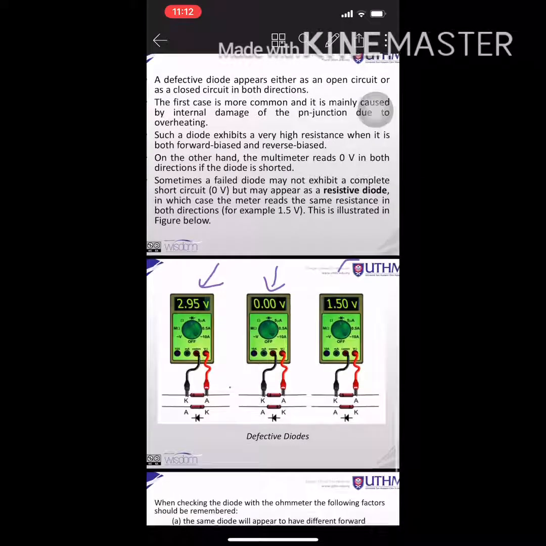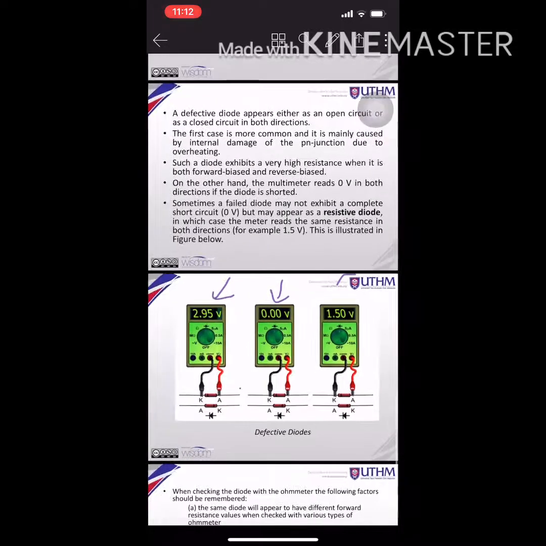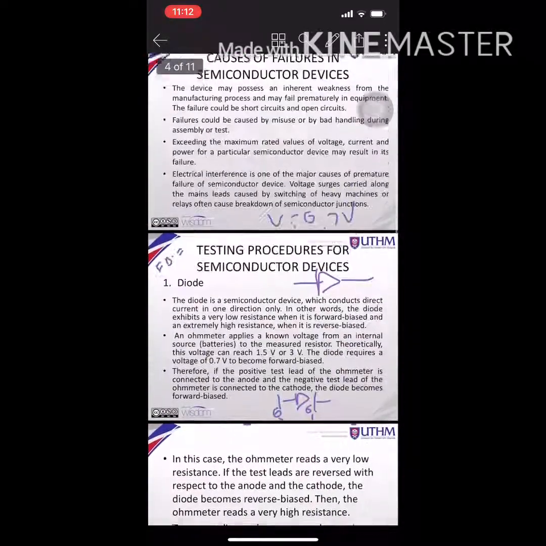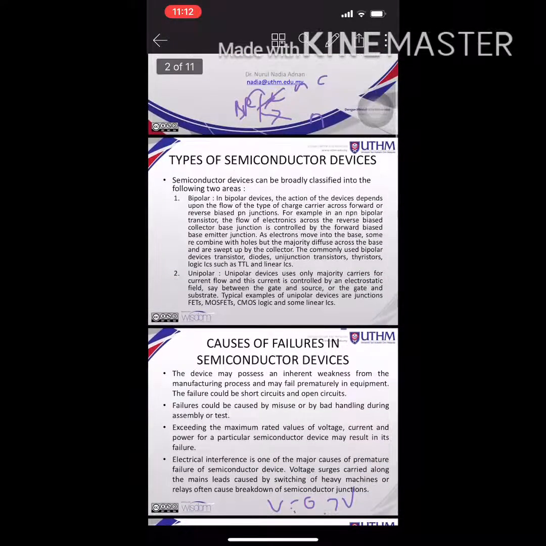Alright, so that's basically how we want to test a diode. Okay, I will continue in the next part.